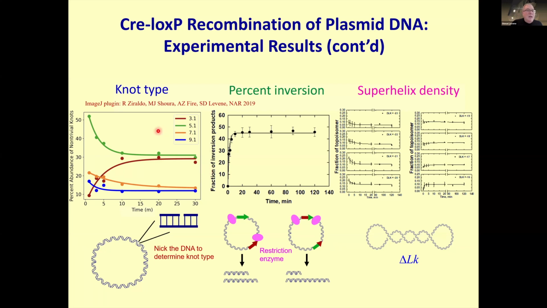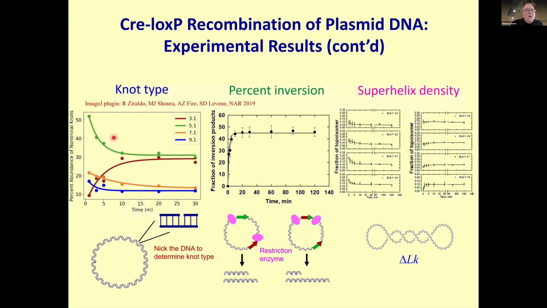This is the formation of knot types, various knot types, as a function of time. And everything pretty much decays to an asymptote at around 30 minutes. So this graph doesn't go beyond 30 minutes, but you can see basically what happens. Interestingly enough, not all knot types are formed at the same rate, and nor do they decay in the same way.